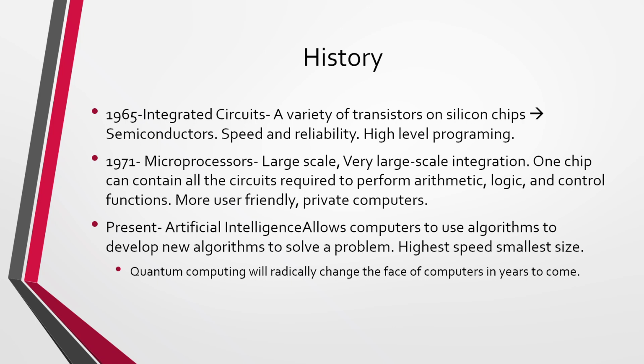Present, artificial intelligence, okay, this allows computers to use algorithms to develop new algorithms to solve a problem. So the artificial intelligence is where the computer is working in a way where it's coming up with its own solutions to a problem without necessarily being directly programmed to solve that problem. Okay, it's the highest speeds and smallest size computers right now.